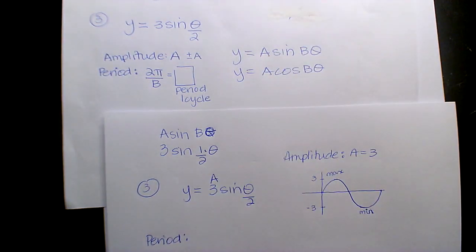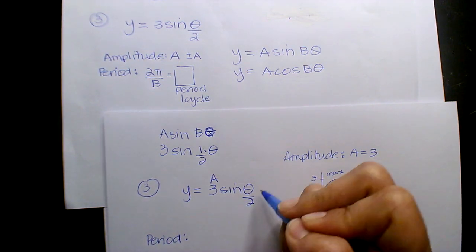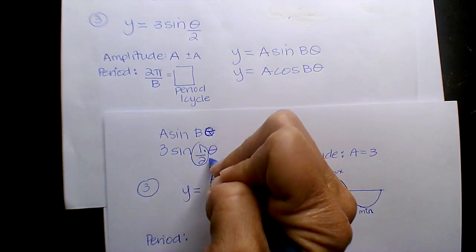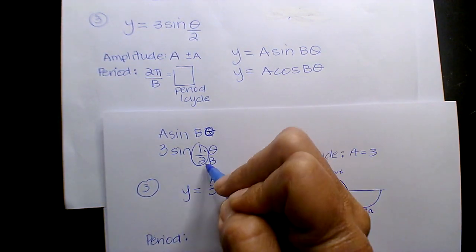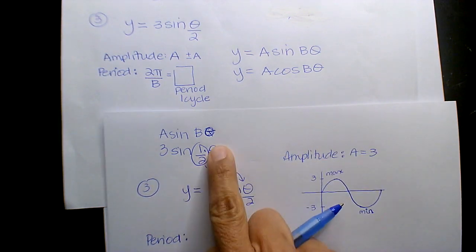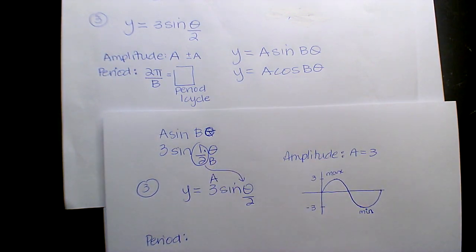So then what's my b value? What's the b value? 1 half. Yeah? So this is A. This is B. I know B is right here, but I don't want to mark it, because you guys understand that 1 half theta is the same as theta over 2, right? So my b value is 1 half.